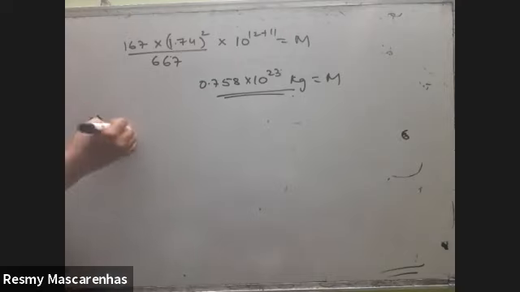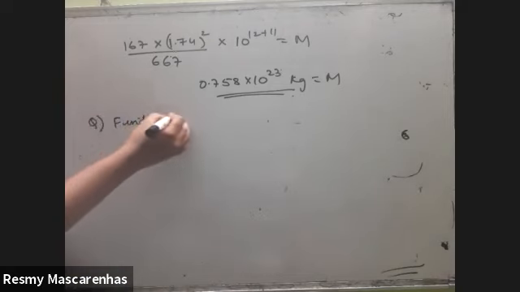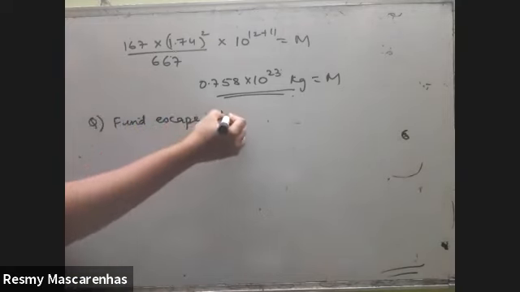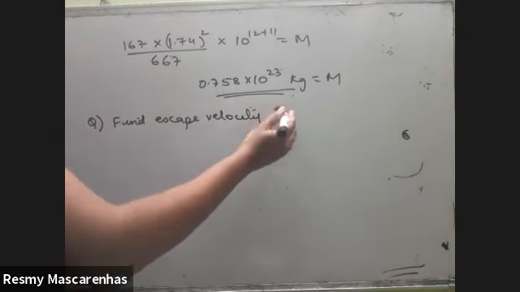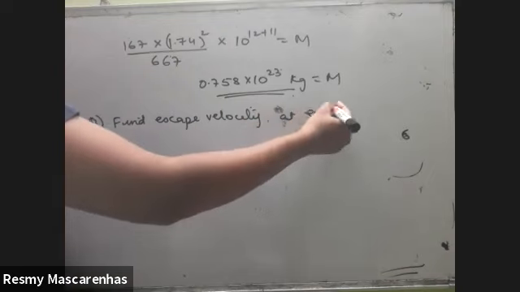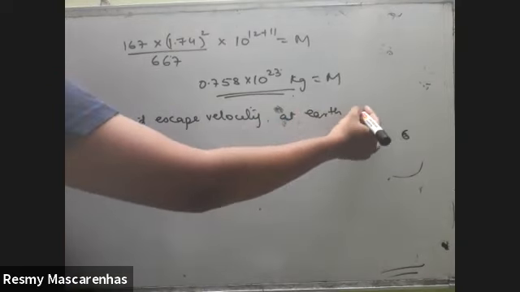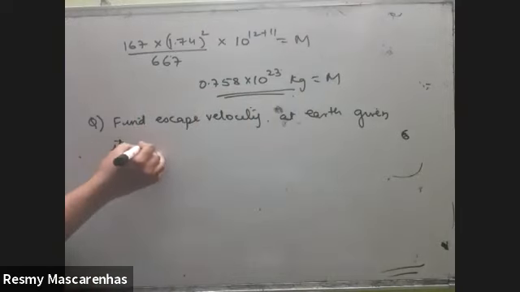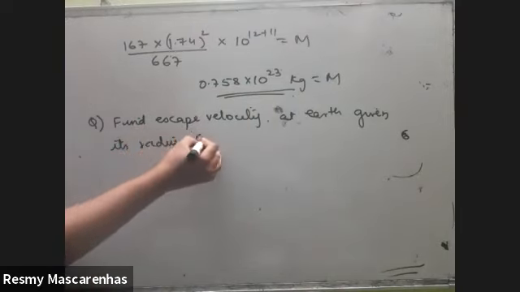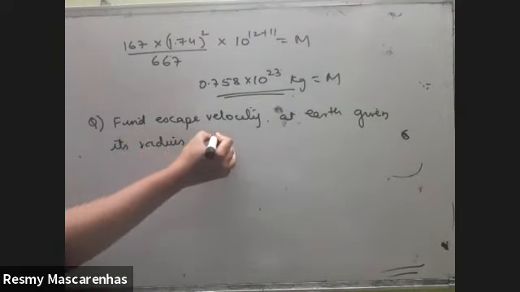Next question. Find the escape velocity at the Earth, given its radius and g equals 9.8.